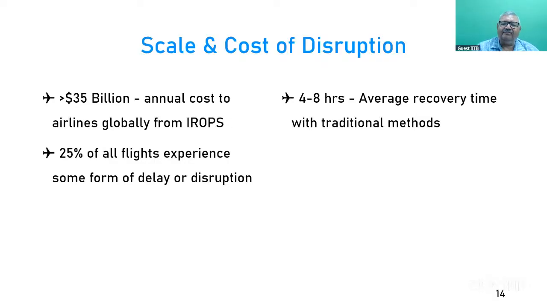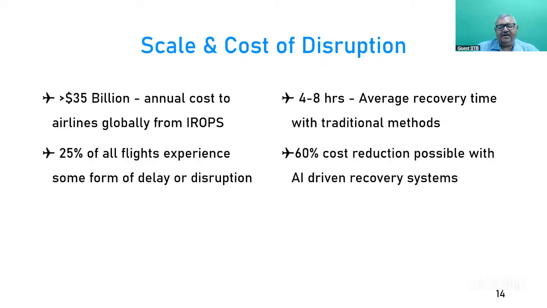The average time to recover from an IROP using traditional methods is about 4 to 8 hours. But with AI-driven recovery systems, you could reduce the cost by about 60%. This is a huge amount, because the delay caused by IROPS is an unplanned expenditure for an airline. This is not something for which the airline gets paid. They get the same revenue for a regular flight or for a delayed flight. In fact, if the delay is too much, they have to give compensation to the passengers.